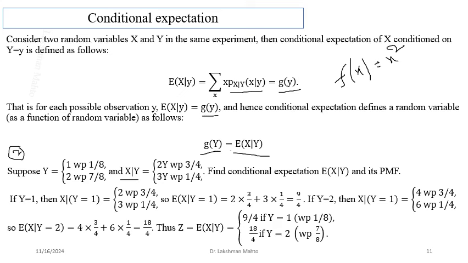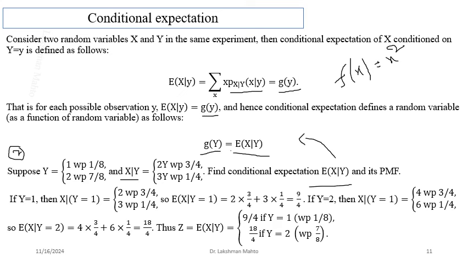Then what we have to do is find the conditional probability mass function of x given y. We had already seen in the last case that it is a random variable. If it is a random variable, then we are dealing with a discrete random variable, so we have to find the corresponding probability mass function.